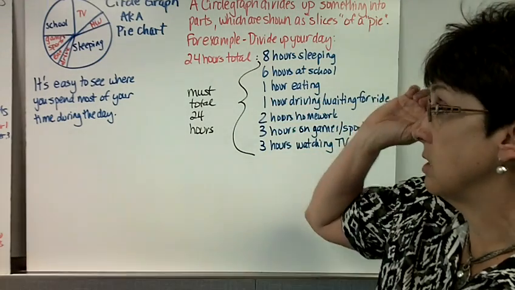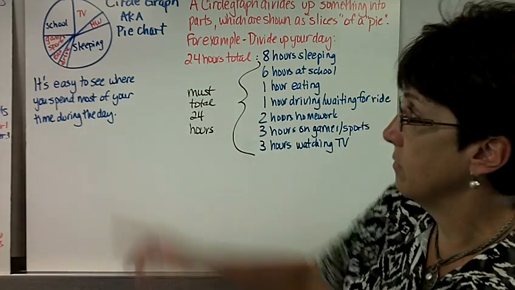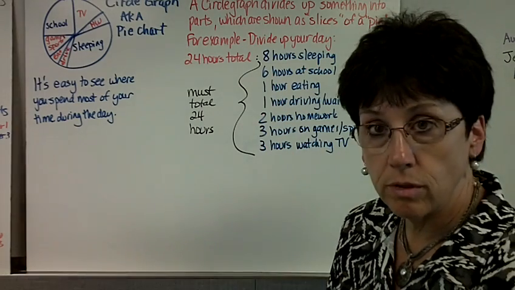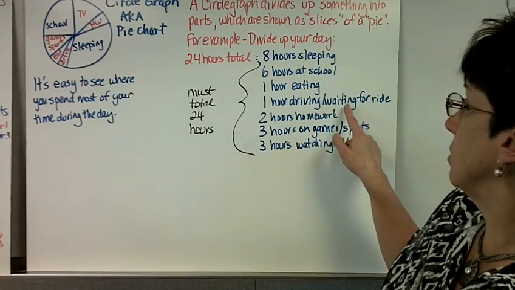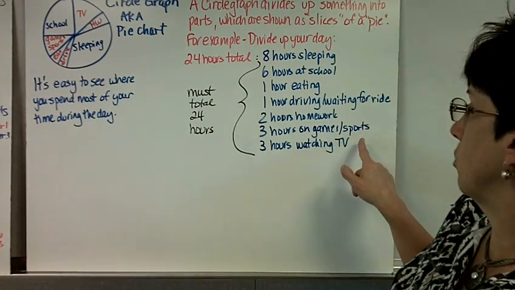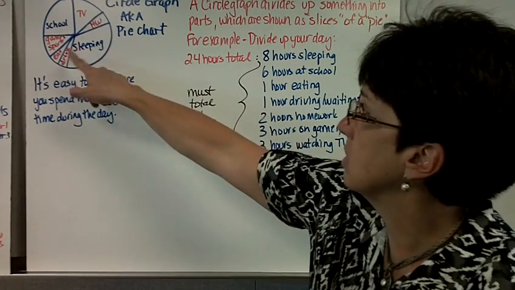And here is how we've divided it up. Sleeping is 8 hours, so it's about a third. If you look at it, it looks like it's about a third, right? And then 6 hours is a fourth of 24, so that's why it's a fourth. And then we have driving and eating, those are the little ones. Games and sports and watching TV are supposed to be about the same size. And then homework's a little bit bigger.